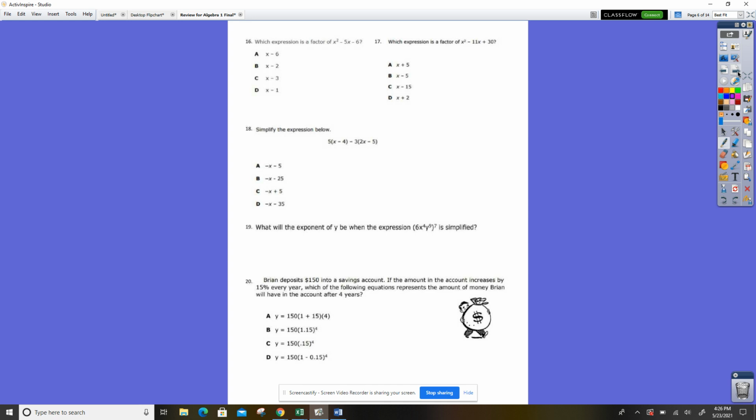Number 6 says, which expression is a factor of x squared minus 5x minus 16? Okay. Number 17 is the same type of problem. Because it doesn't give us both factors in the answer choices, we can't just plug them into the graph, and we actually have to use our table for this one.